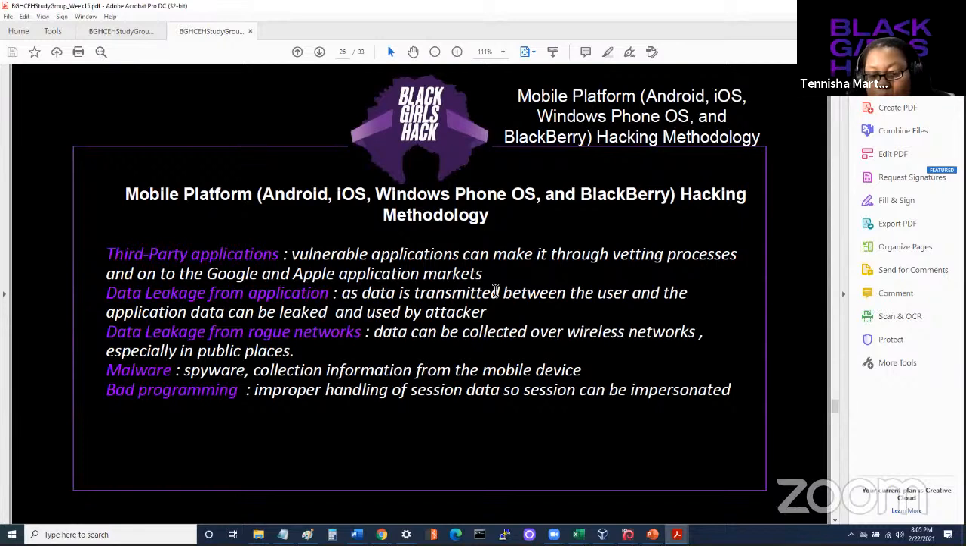Data leakage from rogue networks. So they can be connected over wireless networks, and if you're not using a VPN, they could be sniffing all of your traffic. So if you're using insecure technologies, then they might be able to see, for example, your top secret password that's being sent in the clear. And then malware, spyware collecting information from mobile devices. And again, bad programming. If you're not doing sanitization, you're not doing handling of session data so that the session can be impersonated, then they can, for example, intercept your session and take it over so they can buy all the things from Amazon.